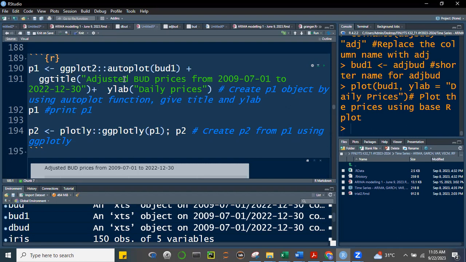Okay, as you can see here, we're creating this object P1, and then using ggplot2, we have this autoplot function of bud1. Okay, and then we just give it a title plus the Y label. Okay, and then we print this. We did this last time. And then from the Plotly package, there's this ggplotly where you can convert your ggplot. That's why we gave it a name here, P1, so that we can convert your P1 using the ggplotly function. Okay, and you can create an object called P2.